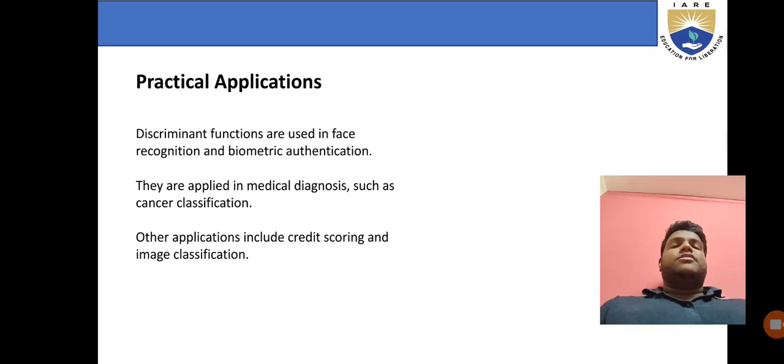Practical applications. Discriminant functions are used in face recognition and biometric authentication. They are applied in medical diagnosis such as cancer classification. Other applications include credit scoring and image classification.